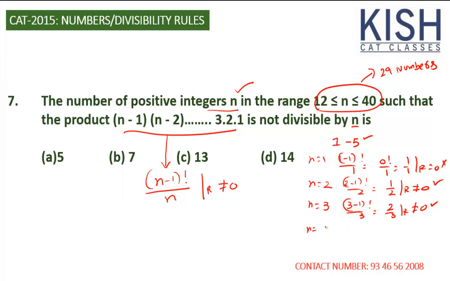Now n equal to 4, that is 4 minus 1 factorial divided by 4, that is 3 factorial, that is 6 by 4, where the remainder is not equal to 0. This is also applicable. Now finally n equal to 5, where it is 5 minus 1 factorial by 5, that is 4 factorial, that is 24 by 5, the remainder is not equal to 0. This is also applicable.